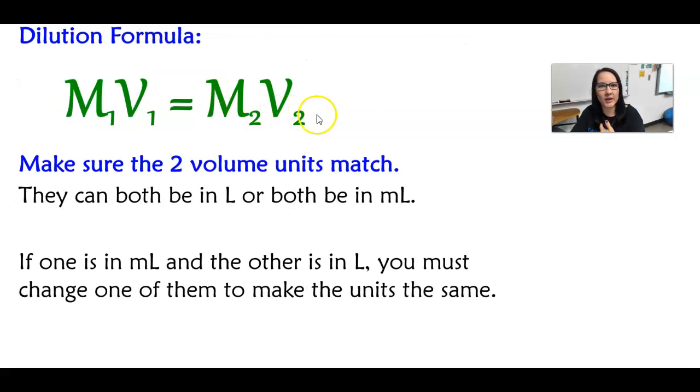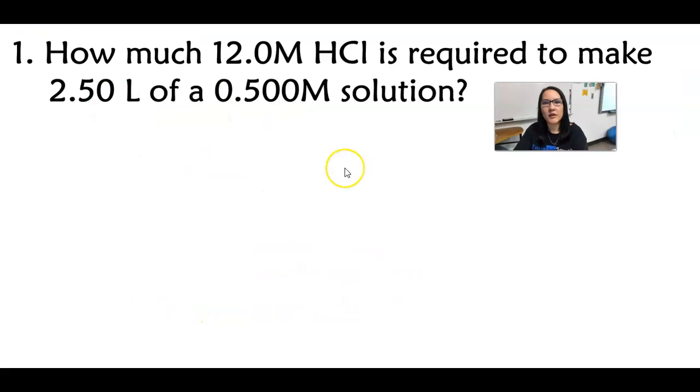Well, first we'd have to do the calculation with the dilution formula. M1V1 equals M2V2. Make sure both your volume units match. It doesn't matter what they are as long as they're either both milliliters or they're both in liters. If one is in milliliters and the other is in liters, then change one to match the other. So now let's practice some sample calculations for a dilution.